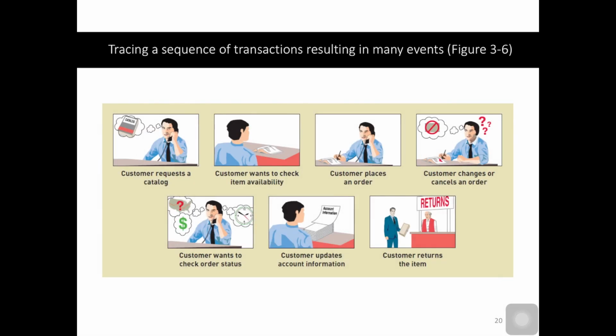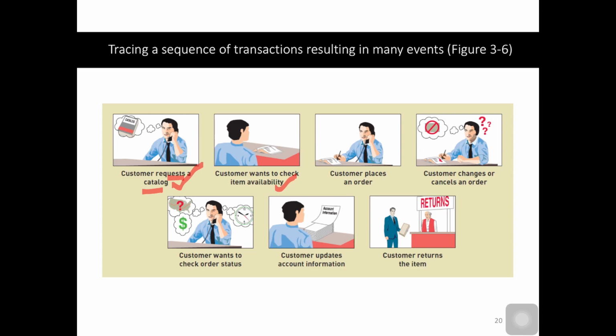Here is another event. Let's see if it has any impact to the system. First, customer requests a catalog. Does it impact the system? Yes. You need to access the catalog to view the catalog. Customer wants to check item availability. Will it affect the system? Yes. Why? Because we need to check with the database whether the item is available or not.